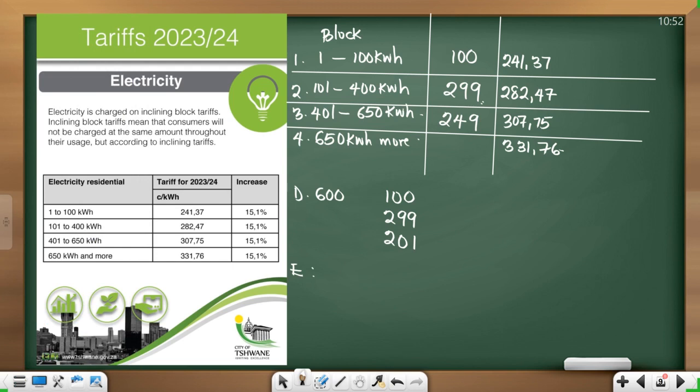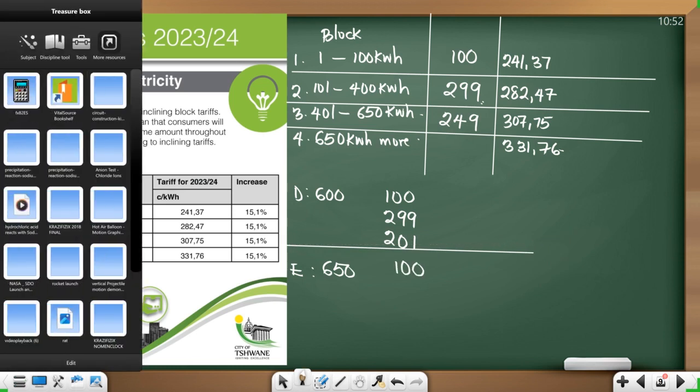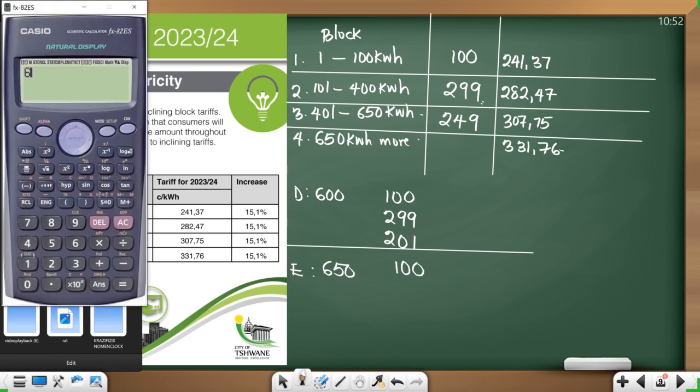Okay, what about family E? Let's check something. Family E uses 650. What are we going to have? Definitely, the first unit is more. It's 100. Okay, let's grab a calculator. So you do exactly what I'm doing. 650 minus 100. We have 550. Okay, let's subtract the second block because it's bigger than 299. If you get a negative, then you should stop. Minus 299, check. 251. Okay, 251.